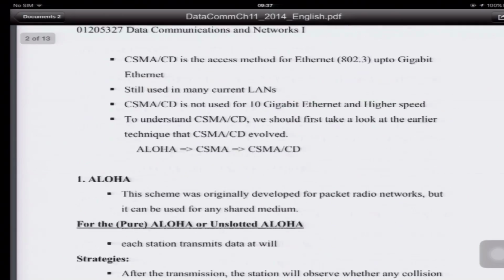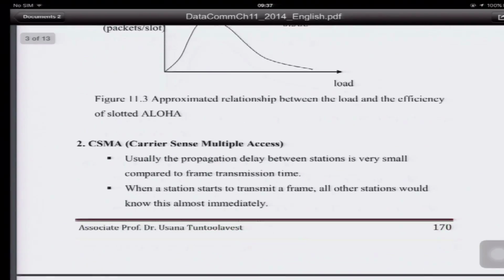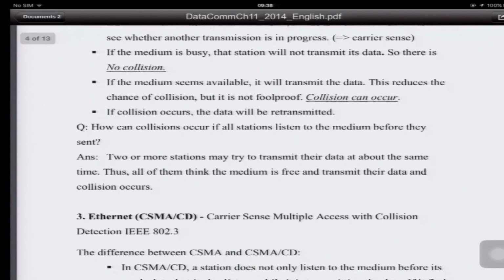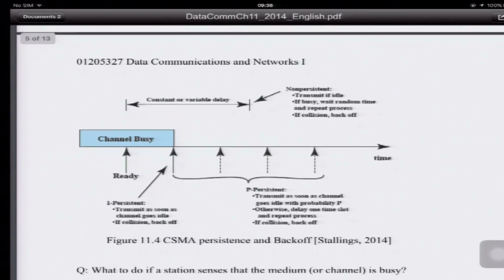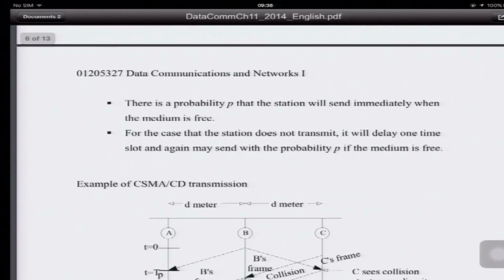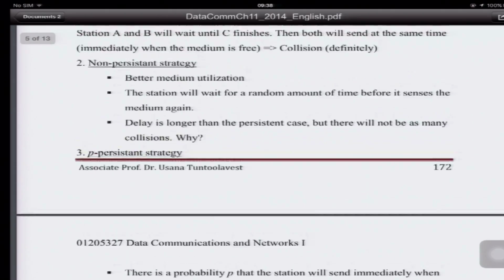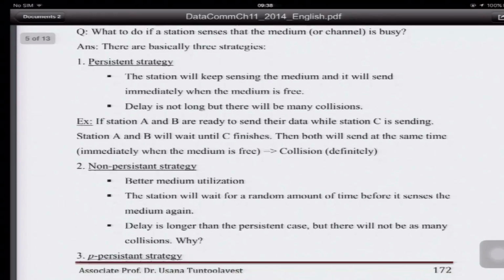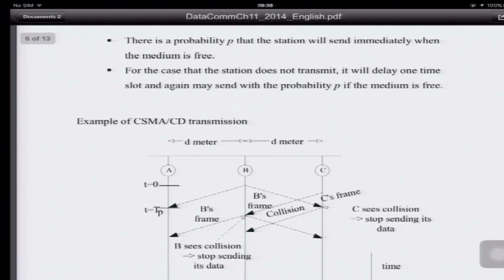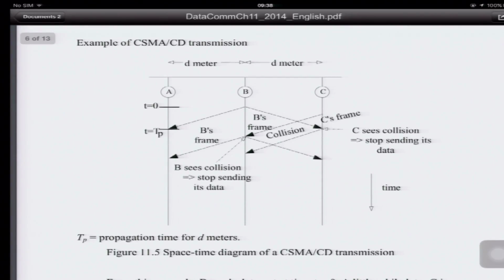Okay, so last time we talked about Aloha and CSMA, and CSMA/CD, and the persistent techniques. Today we will talk about the examples of CSMA/CD transmission.